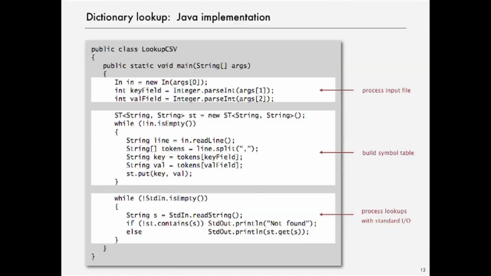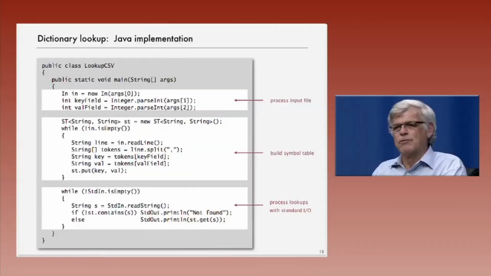So the key is the string in the key field entry of the array, and the value is the string in the val field entry in the array, and we simply put that in the symbol table. So this while loop just builds the symbol table from the file. Then from standard input, we take queries, just read a string, check if the symbol table contains the string. If it doesn't, print not found, and if it does, print the value associated with the key. So a very small amount of code based on our symbol table implementation that gives us the dictionary functionality.